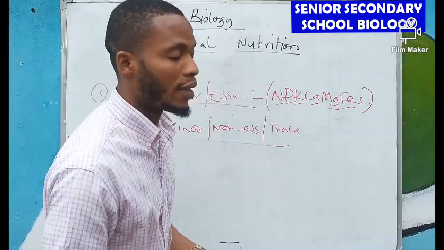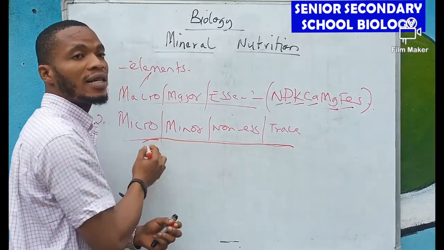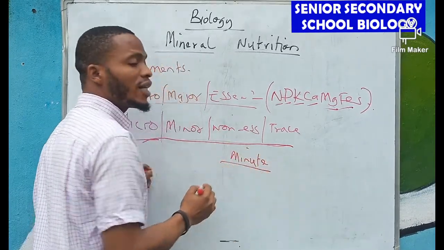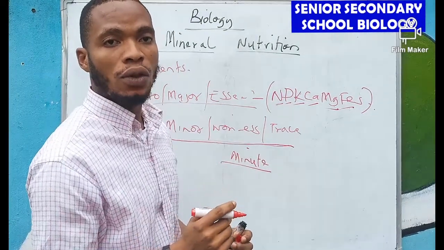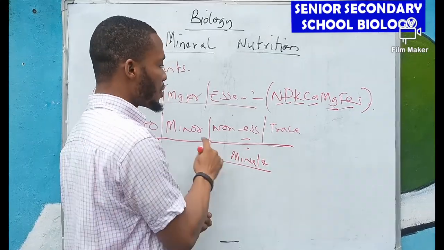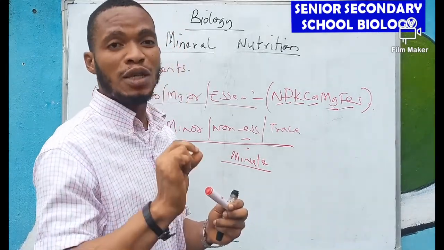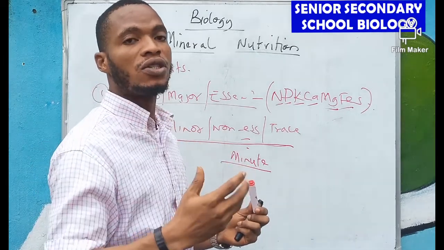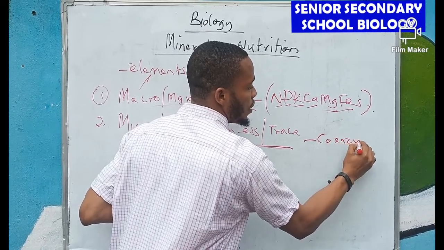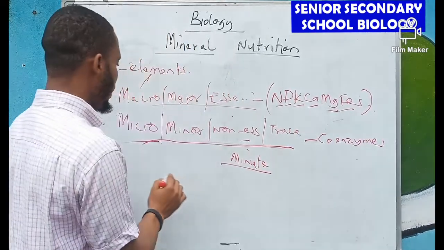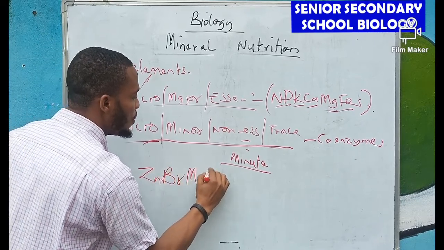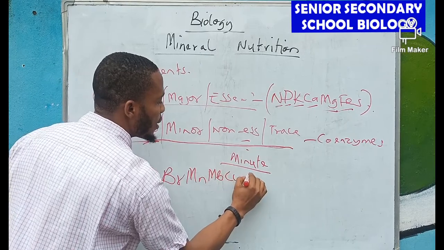Now, today we start with the non-essential elements. These are those elements needed by plants in very small or minute quantities. That's what I call non-essential. They're not really necessary, but they are necessary. So these elements don't have any specific function, but what they do is help to activate enzymes. So that's why they're mostly coenzymes. These elements are 6 in number: that is zinc, boron, manganese, molybdenum, copper, and silicon.